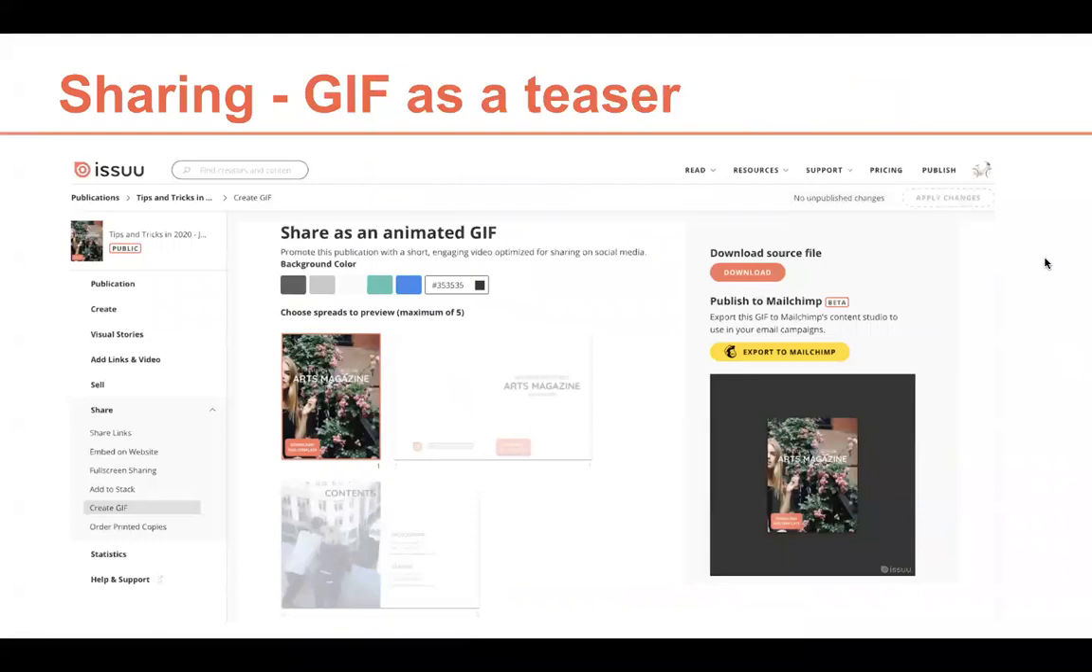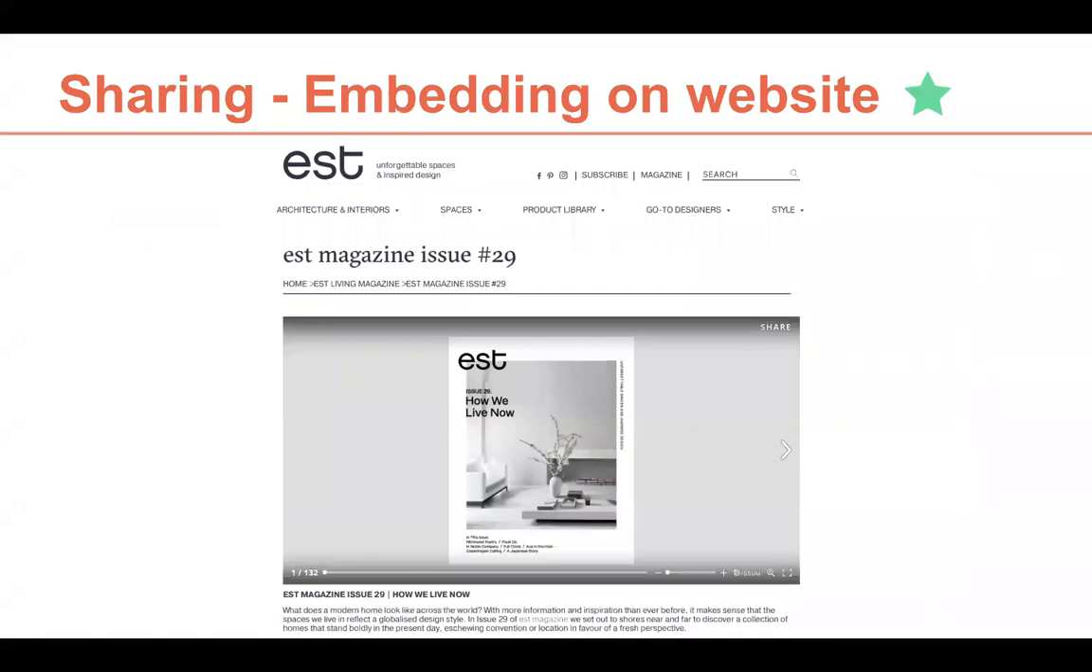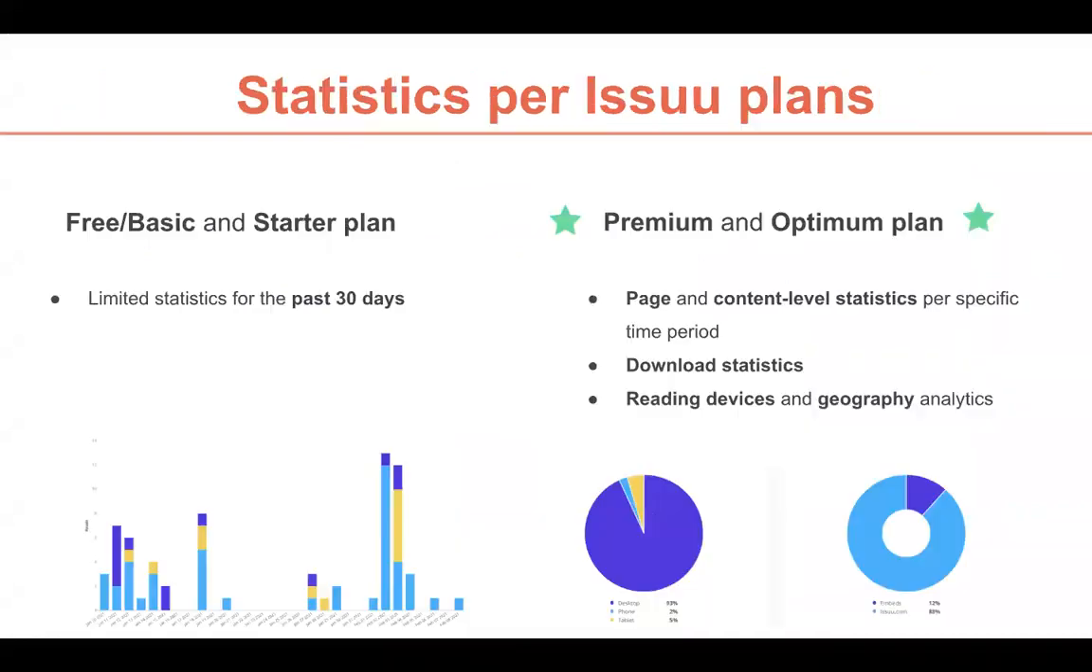Or you can create this teaser that is a GIF file or MP4 file, again, a video that you can share elsewhere. So these are just the main sharing options, and then I will jump into statistics to explain how to get some comprehensive data and insights that will help you understand who is consuming your content and how it is performing. So here are statistics per Issuu plans.